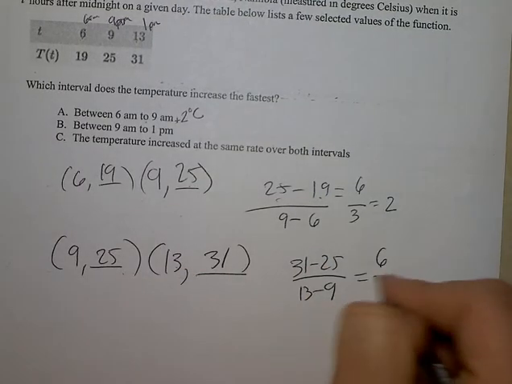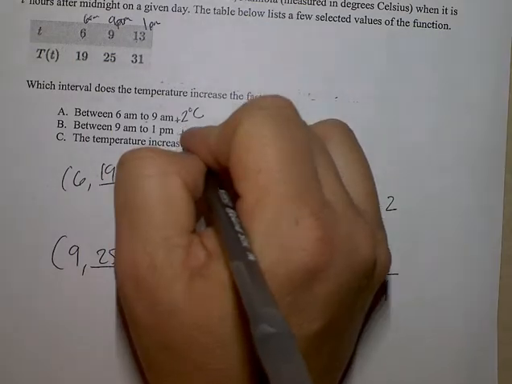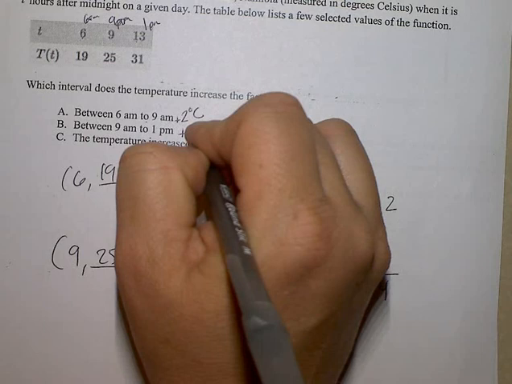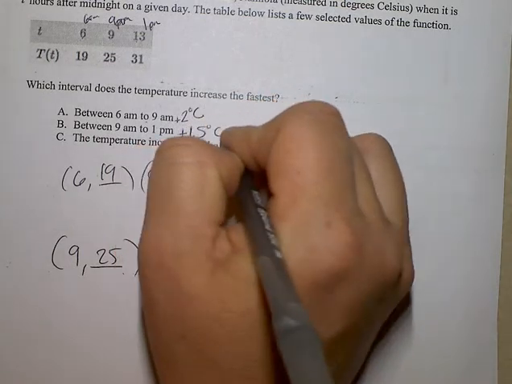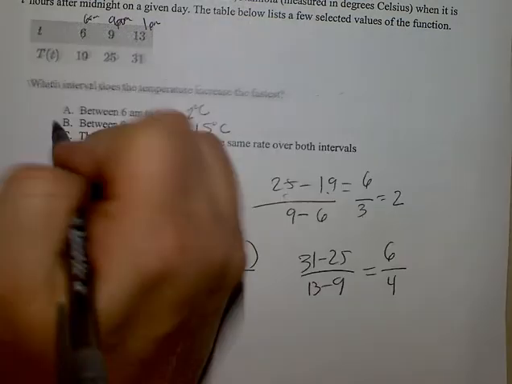6 over 4. Take 6 divided by 4. What's 6 divided by 4? So it's just 1.5, right? So we're going up at 1.5 degrees Celsius per hour. So which one has a faster increase, from 6 to 9 or from 9 to 1? Correct answer is A.